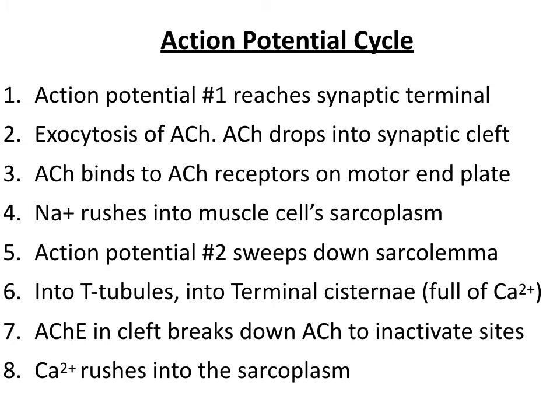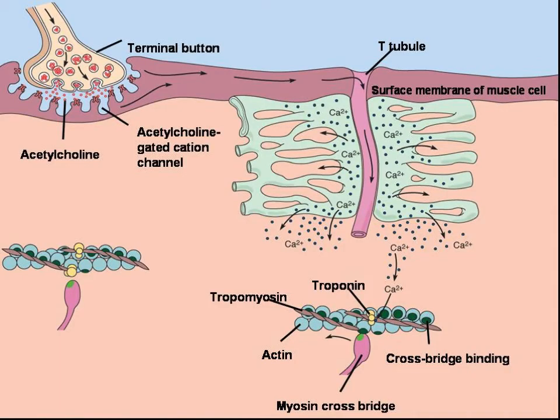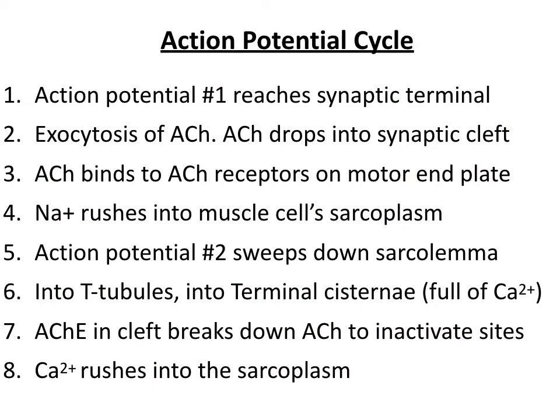Now, in this process, we can really delete number 7. Number 7 is occurring at the same time. If we go back to these acetylcholine receptors, you see those little bananas sitting on the motor end plate, those little moons, those acetylcholine receptors. As this is occurring, we have to stop the signal immediately. How does it stop? Well, you have acetylcholine esterase, number 7, in the cleft. It breaks down acetylcholine and inactivates it.